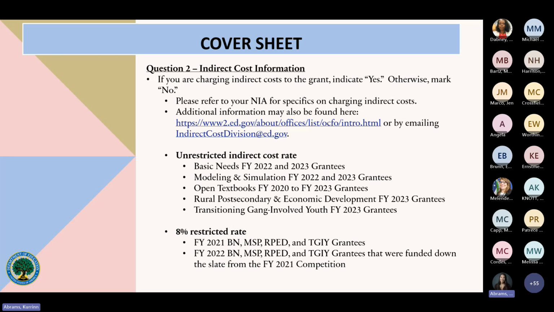Generally, our FY 2021 grantees and any grantee that was funded down the slate from the FY 2021 competition in FY 2022 had an 8% restricted rate. And then any other grantees that were under the new competition in 22 and 23 fell under an unrestricted indirect cost rate. So of course, we are always happy to help you, to support you with that section. But again, our indirect cost division is also wonderful.